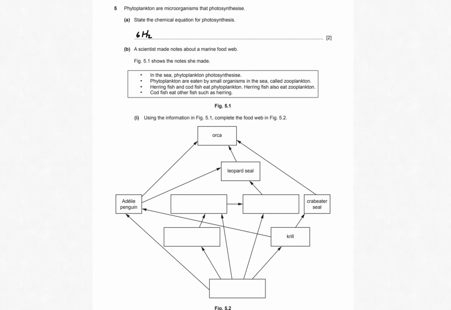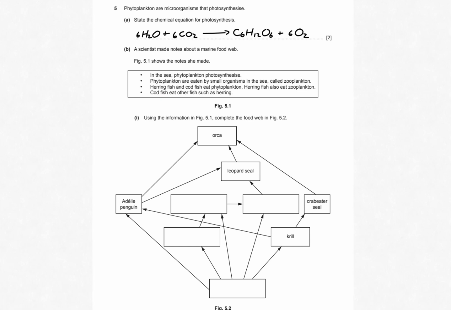So we have 6 water molecules, H2O, plus 6 carbon dioxide molecules, CO2, which would give us 1 glucose molecule, which is C6H12O6, plus 6 oxygen molecules, which is O2. The key word in this question is chemical equation. Make sure to see if they ask for chemical or word equation.